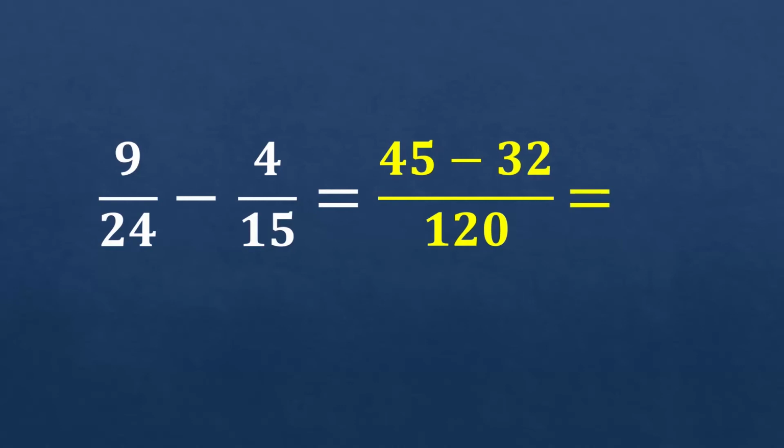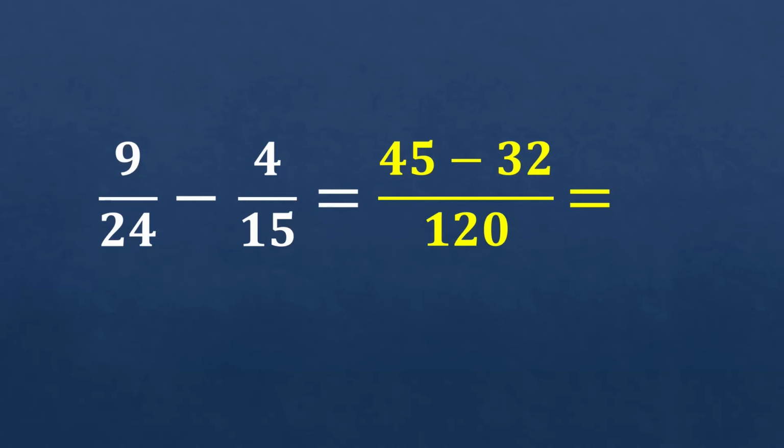Now let's have 4 over 15. 120 divided by 15 is 8. 8 times 4 is 32. So it is 32 over 120. The equivalent of 9 over 24 minus 4 over 15 is 45 over 120 minus 32 over 120.